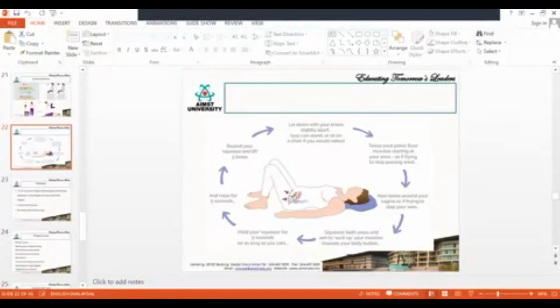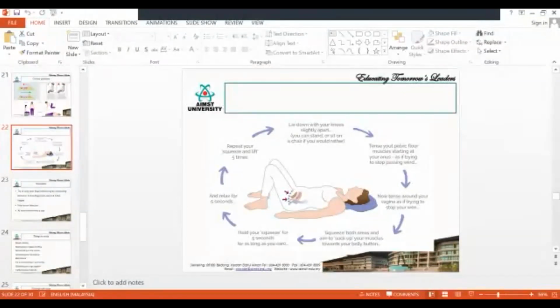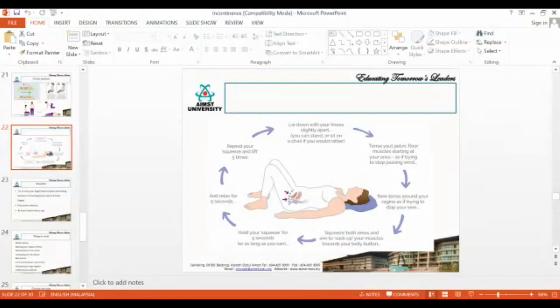One is fast type, another one is slow. So fast is you contract, relax. So that is your fast muscle. Okay. So you all can just try in the chair.